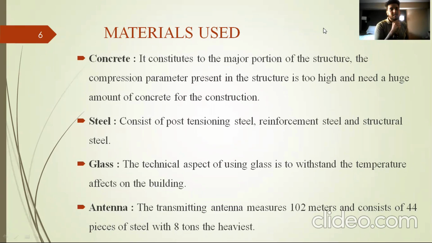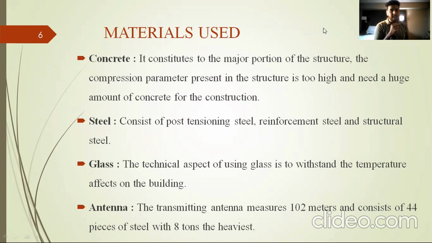This legacy of high-rise buildings started, I think, from the Empire State Building in New York, which is a magnificent structure, and this legacy flows through Canada by the construction of the CN Tower. The CN Tower is earthquake resistant and wind load resistant. All these external loads create lots of compression, and these compressions are withstood by the massive amount of concrete used. The second thing is the steel, which consists of post-tensioning steel, reinforcement steel, and structural steel. These different types of steel uphold the tension in the structure.